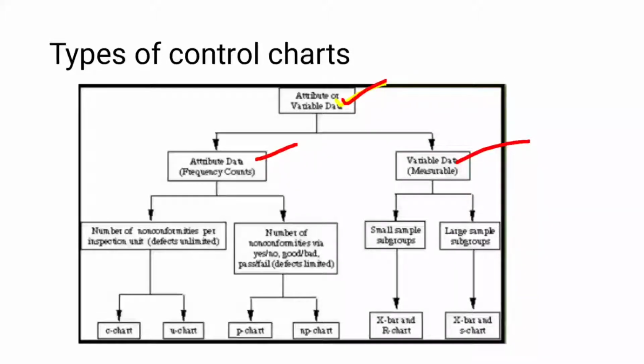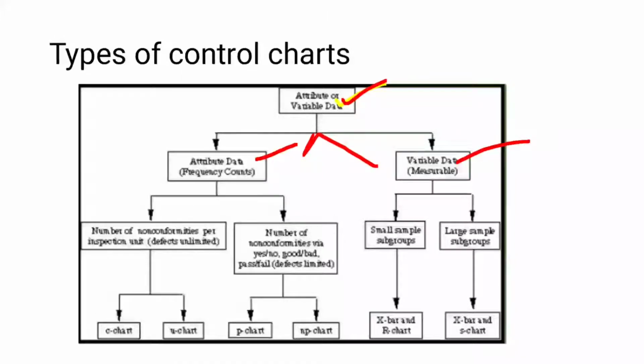So what is attribute data? Attribute data is the frequency count. And what is variable data? It is measurable. So measurable is a variable, whereas attribute is frequency. First this division is done.